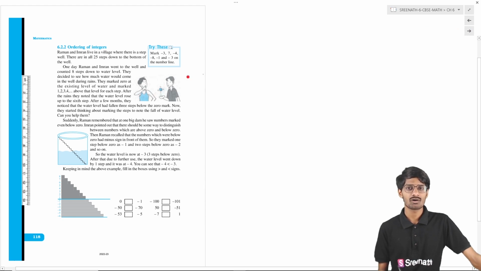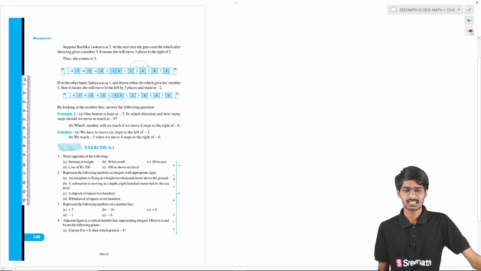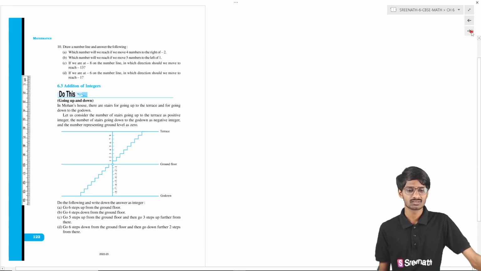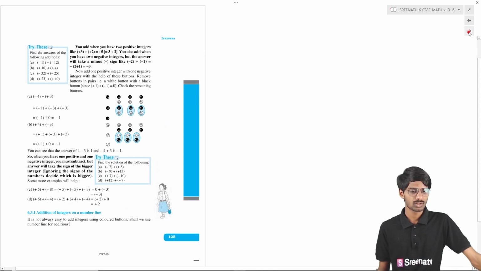After that, ordering of integers: how to order the integers, which integer is greater than which and which integer is smaller than which. Those are the concepts we are going to learn. After that is addition of integers, so how to add integers. That is the thing we are going to discuss.